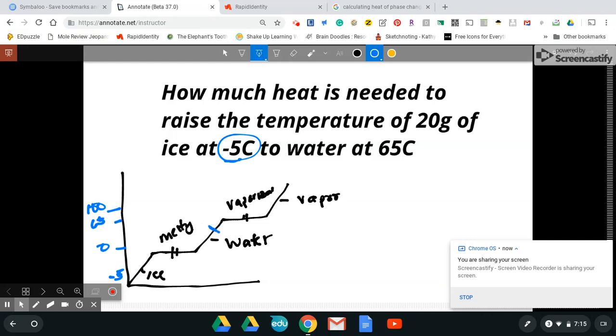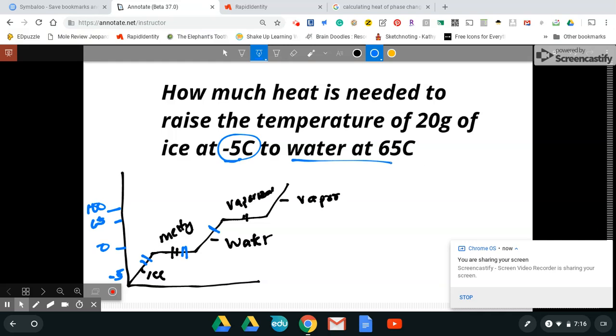So it says that we've got 20 grams of ice at -5. So we know that we have to do this part. We know that we're going to have to melt in order to get to water, because that's what our ultimate goal is, water. And then since we're not going above 100, we're stopping here at 65.